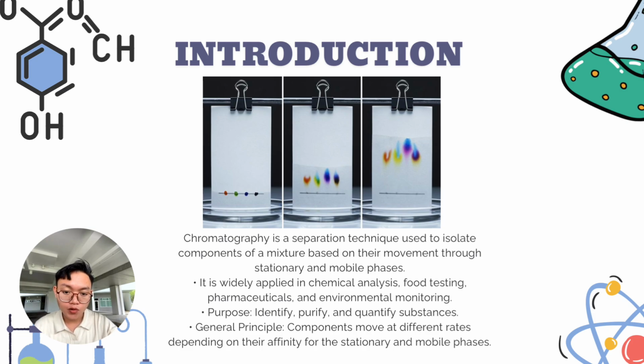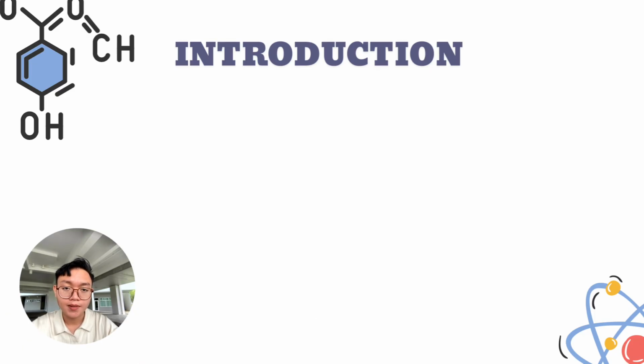It is widely used in various industries, for example, food testing, pharmaceuticals, and environmental monitoring. The purpose remains the same, which is to identify, purify, and quantify substances. The general principle of chromatography remains the same regardless of the differences. For example, the components must move at different rates depending on their affinity for the stationary and mobile phases.